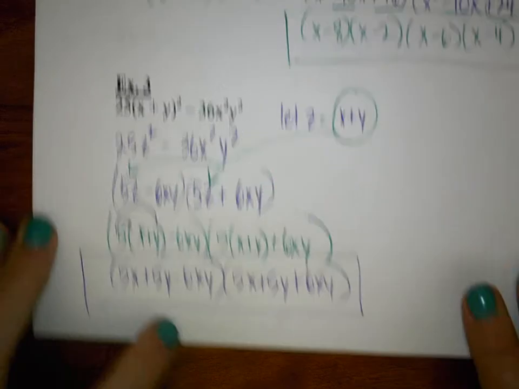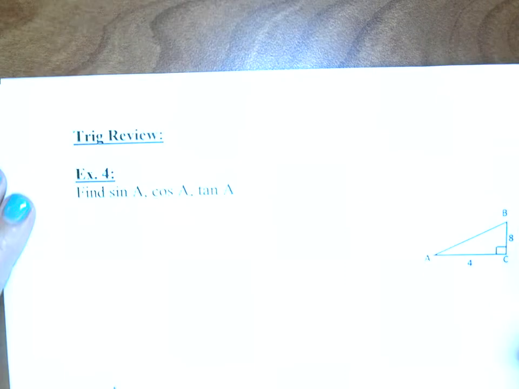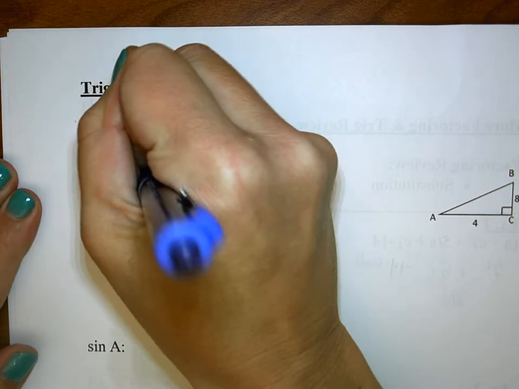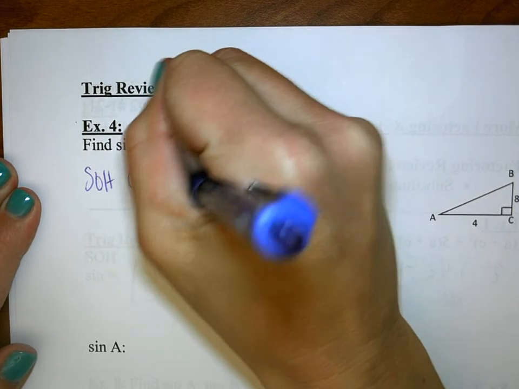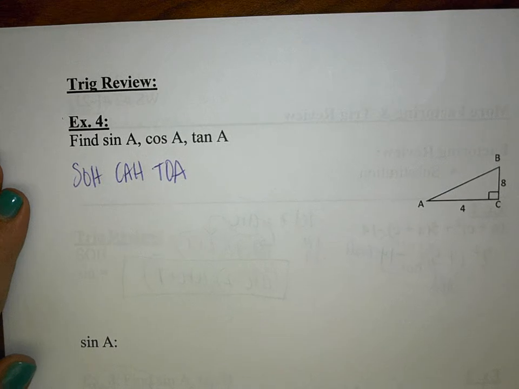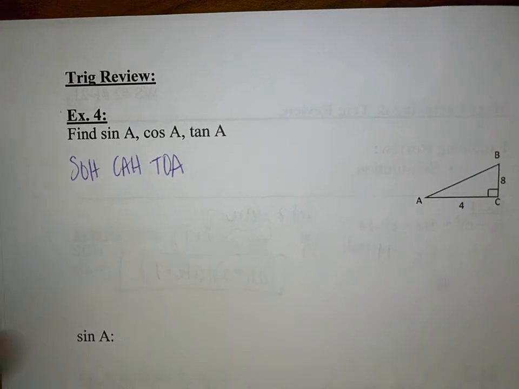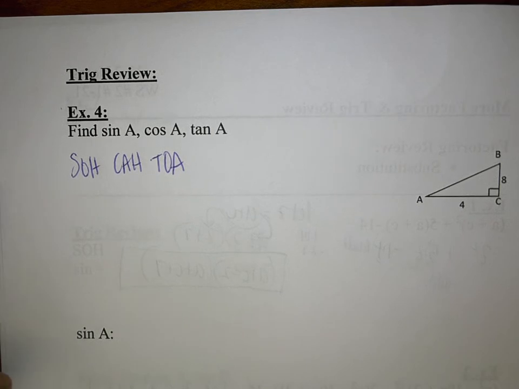Okay, let's move on. So now we're getting to our trig review. And hopefully we all remember SOHCAHTOA. So I would recommend writing this down when you're doing these problems just to remind yourself. How would I find that missing side length? There we go. You guys have said it.